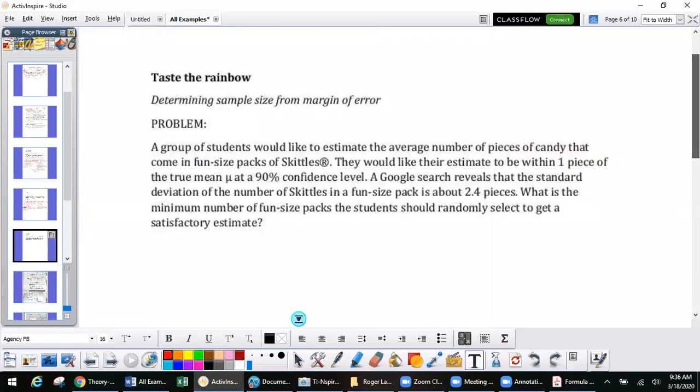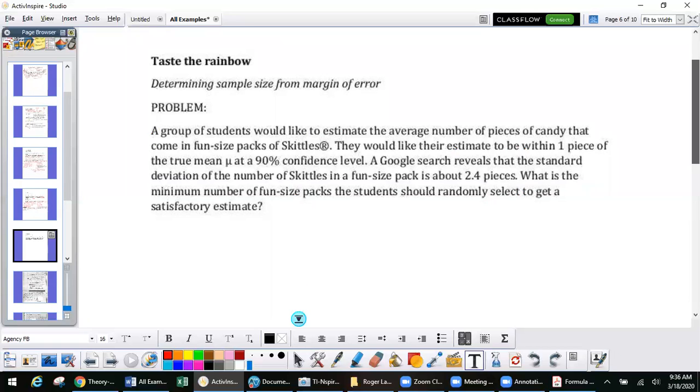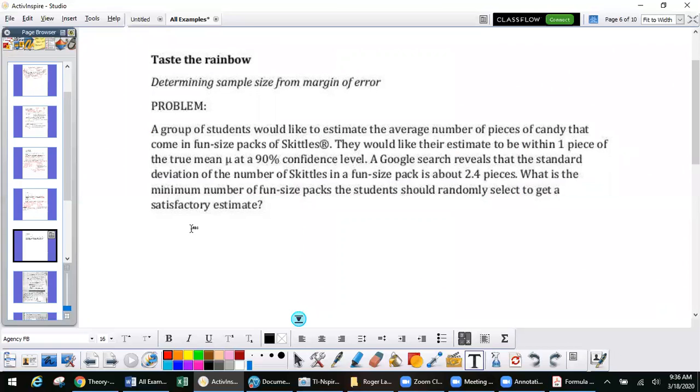In this case, a group of students like to estimate the average number of pieces of candy that come in fun-sized packs of Skittles. They want their estimate to be within one piece of the true mean at 90% confidence, and the standard deviation is about 2.4. What's the minimum number of packs that they should randomly select to get a satisfactory estimate? You'll notice that this is a margin of error question.